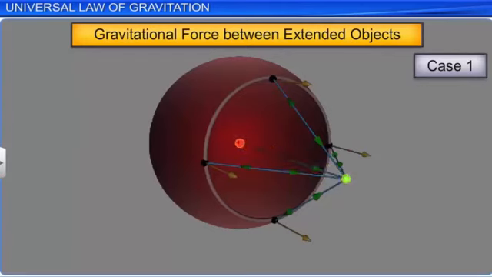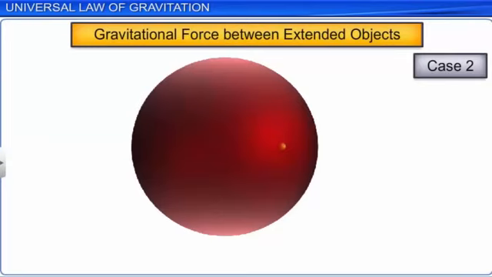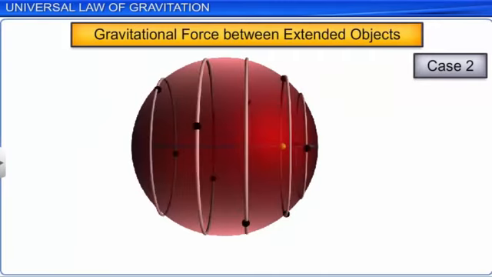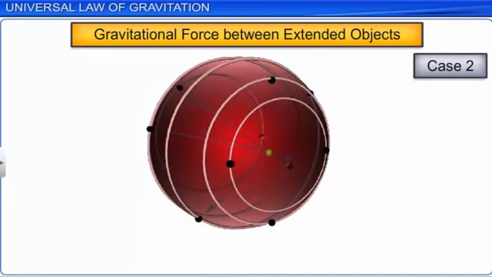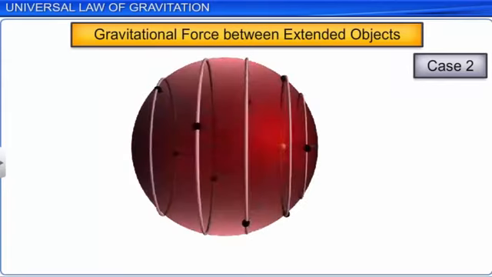Now let us look in detail about the second case. In this case, again consider different regions of the spherical shell that contain point masses. The point masses on different regions of the shell attract the point mass inside it in different directions. These forces cancel each other completely, and hence the resultant gravitational force on the point mass inside it is 0. Thus, the gravitational force between extended objects differs from one situation to another.